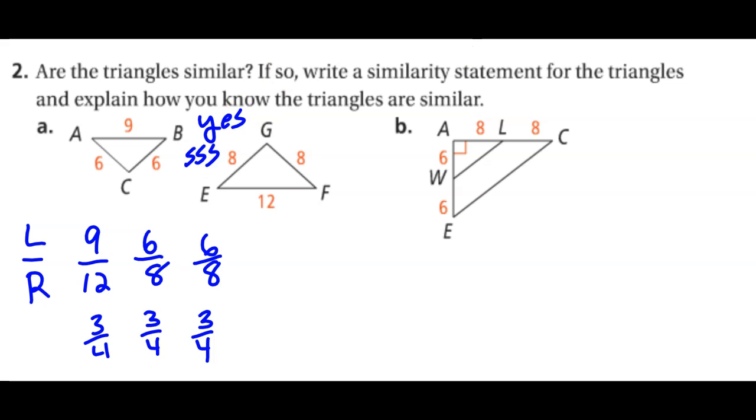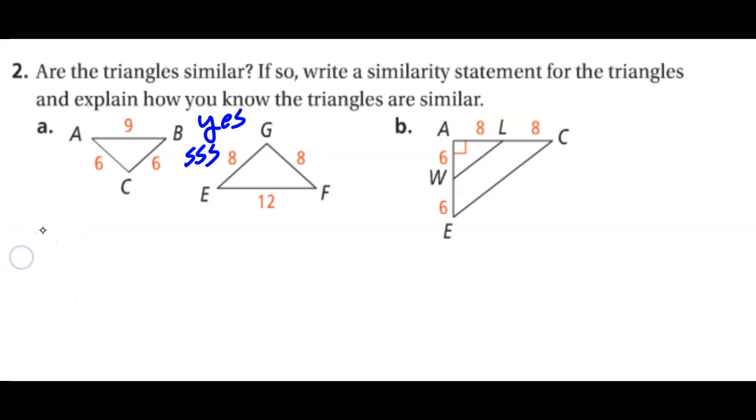And so for our similarity statement, what they want in that is they want you to name the triangle. And there are several ways we can name this triangle. We can name it triangle ABC. We can name it triangle CBA. And you can name it triangle BAC. There's lots of ways you can name that first triangle.